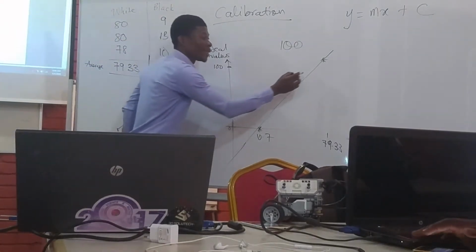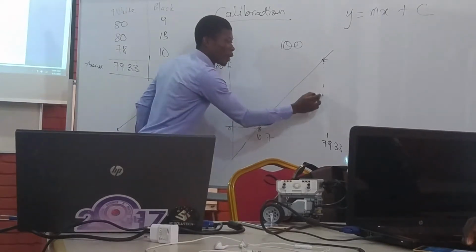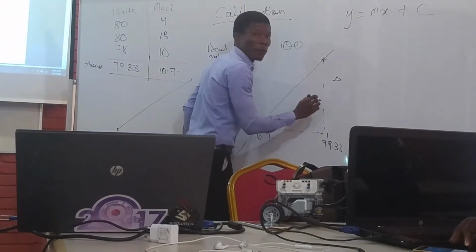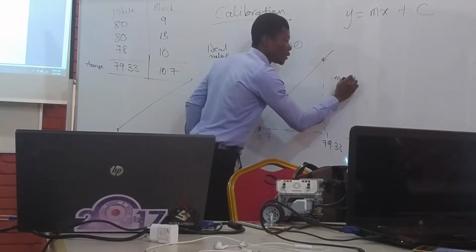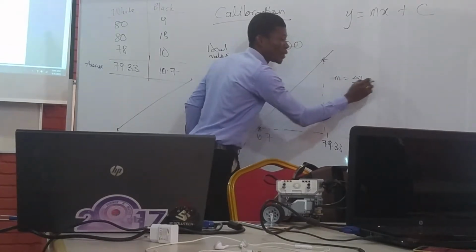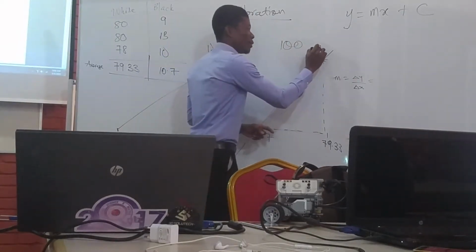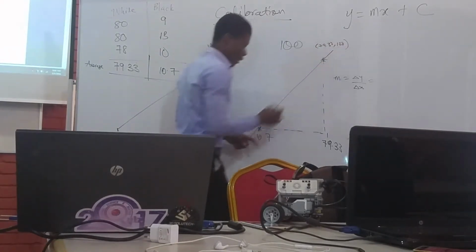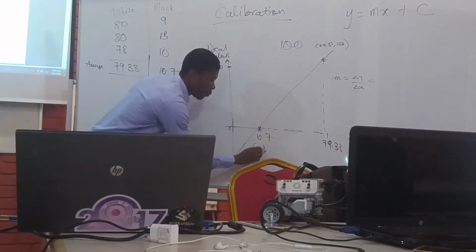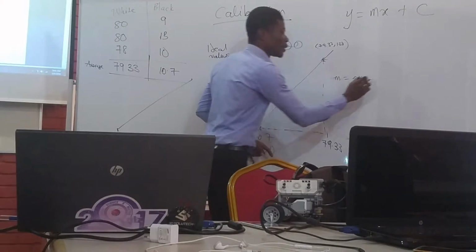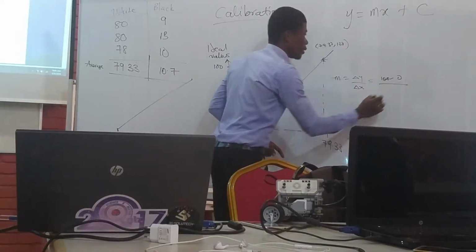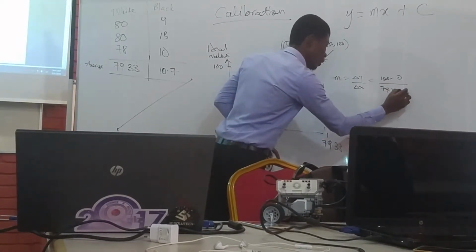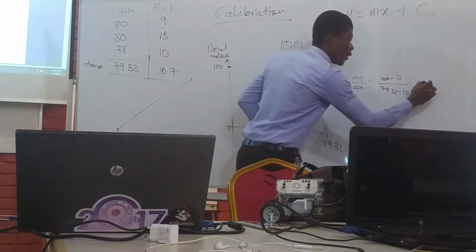Now, if I know the equation of this line, which I can quickly get by finding what? My gradient. I follow. So my m is equal to change in y over change in x. If I take this point as 79.33, 100, and this point becomes 10.7, 0. Change in y is 100 minus 0 over 79.33 minus 10.7. So what do I get? 100 over what?